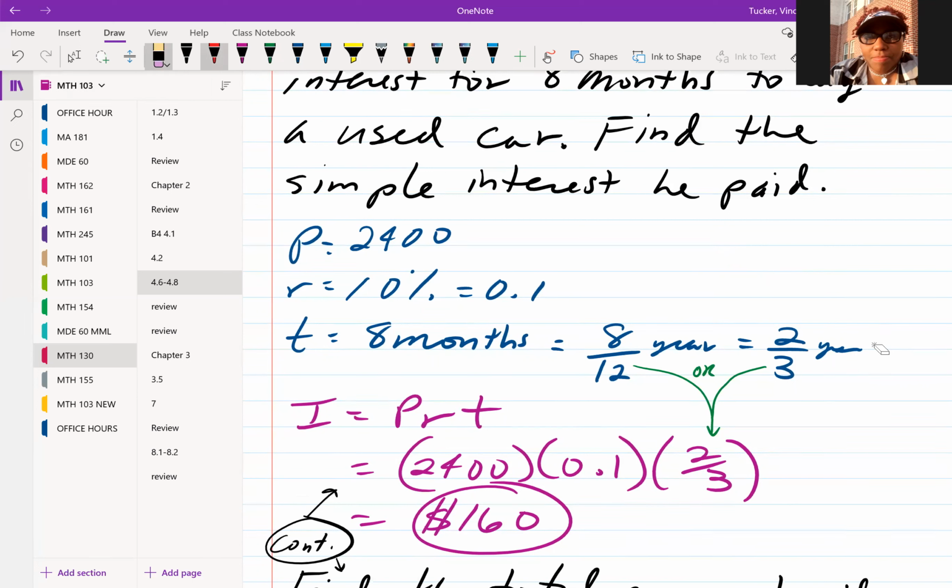Okay, Professor. So when we plug this into the calculator, I don't really understand how you put the 2/3 into the calculator. So that would be another offline session we have to have and talk about. I have to see what kind of calculator you have and what would be the easiest way of doing it. But since this is all multiplication, you can do 2 divided by 3, then times 0.1 times 2400. And that still should give you 160.